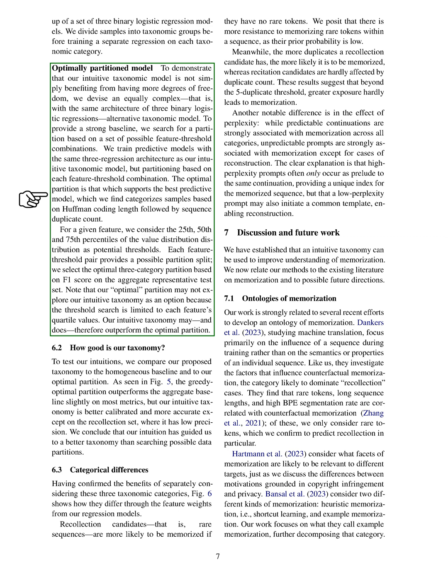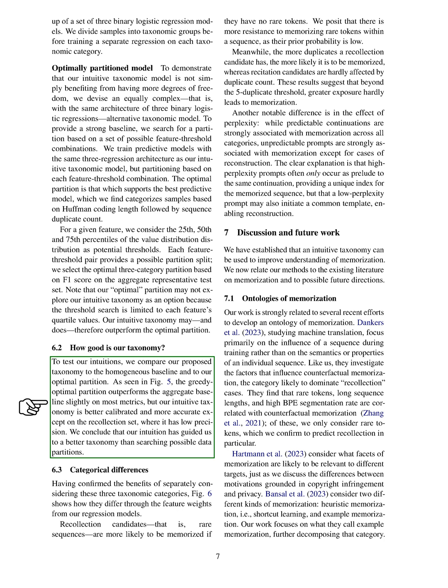We considered the 25th, 50th, and 75th percentiles of the value distribution of each feature as potential thresholds for partitioning. Each feature threshold pair could split the data, and we selected the best 3-category partition based on the F1 score on the test set. Our intuitive taxonomy might perform better than the optimal partition because the search for thresholds was limited to quartile values of each feature.